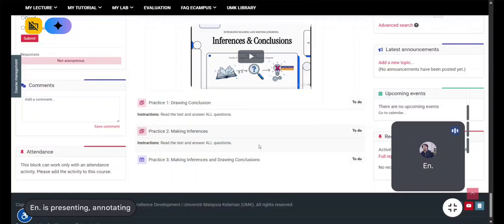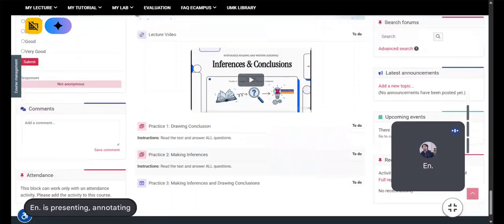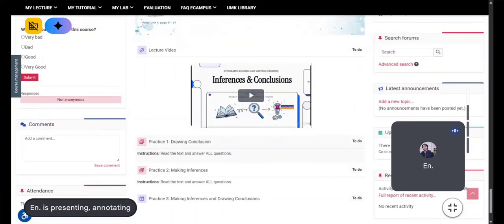Up till week 5, we still have practice 1, 2, 3 in the e-campus. But after this, practices will be in the textbook. So make sure that you have bought the textbook for you to do the practices. For now, I'm only going to have the lecture here, but the practices will be in the textbook.